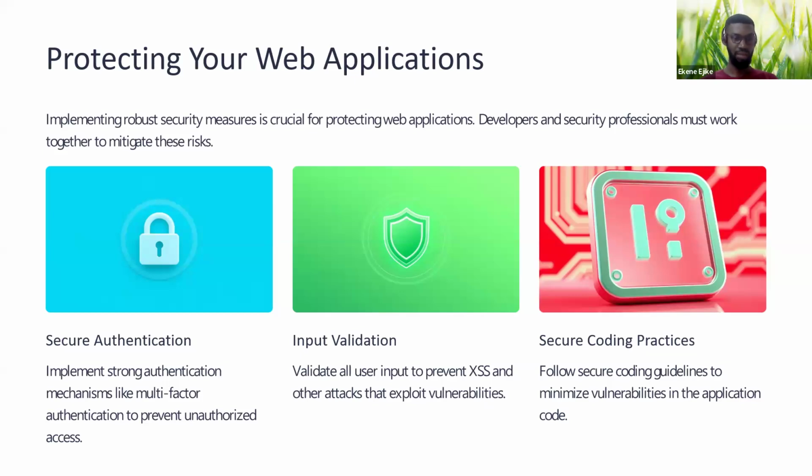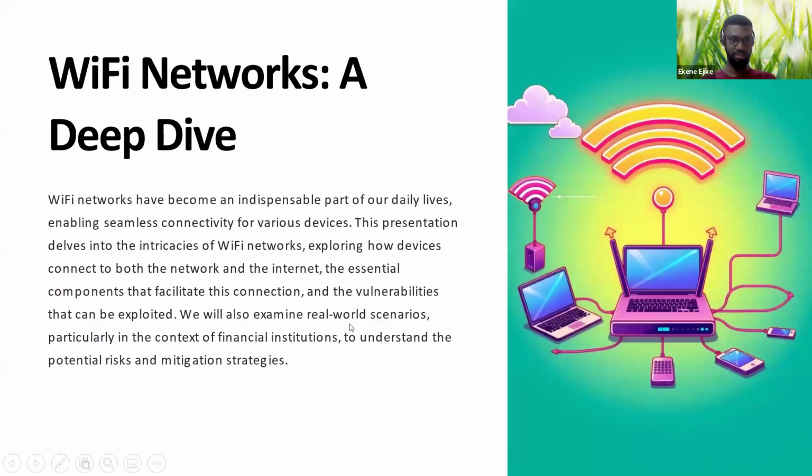So if you don't have the biometrics, if you don't have your OTP from your authenticator app or things like that, then the attacker will be thwarted. He can't get into the application. So moving on is Wi-Fi networks, a deep dive. My colleague Gerald will take over from here.